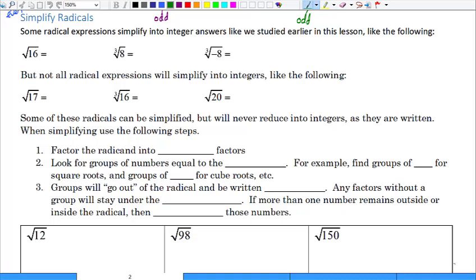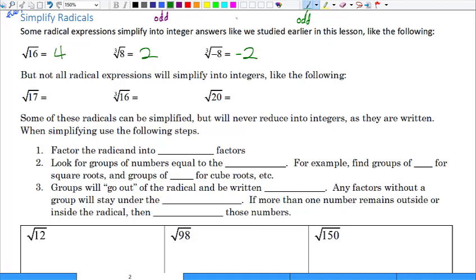Next, we're going to learn how to simplify radicals. Now, the radicals we've done so far simplify into integer answers, like the square root of 16 is 4, the cube root of 8 is 2, and the cube root of negative 8 is negative 2. These are all positive and negative whole numbers, or integers, but not all radical expressions will simplify into integers.